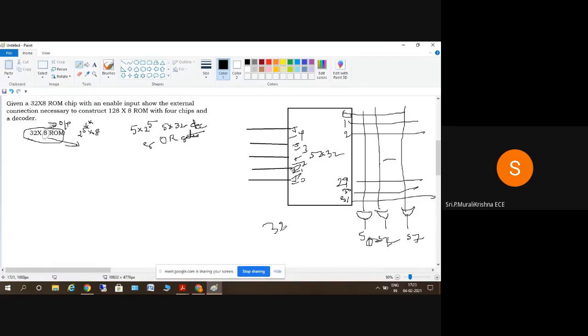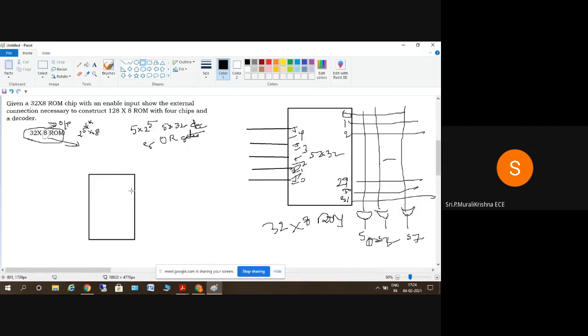This is the normal structure of a 32 into 8 ROM. What we have to construct here is a 128 into 8 ROM, and for that we need four of these structures. Drawing all of these will make the construction complex, so I'll draw a block diagram like this. The block diagram of the 32 into 8 ROM will have inputs and outputs. The inputs are I0 to I4, and the outputs are S0 to S7.